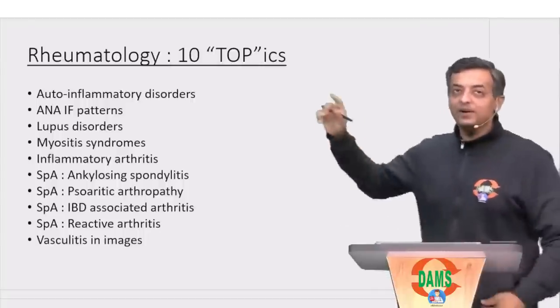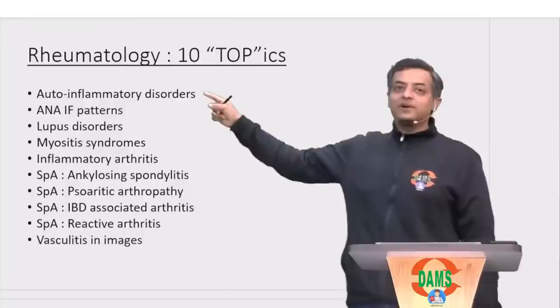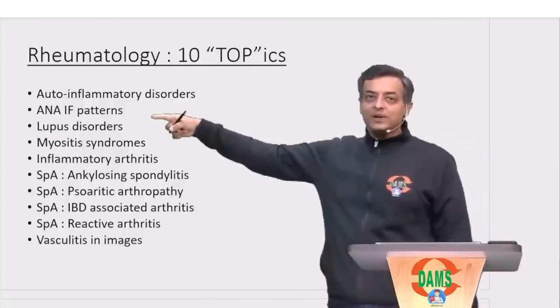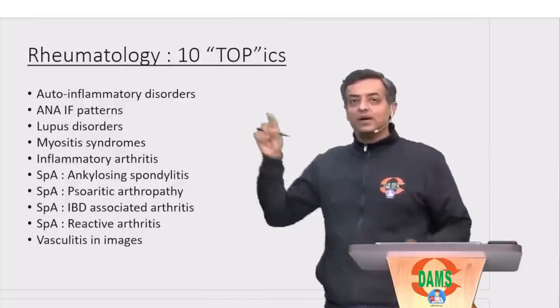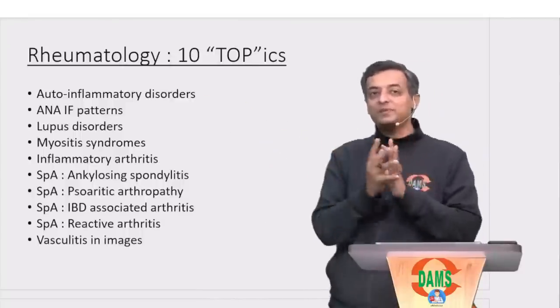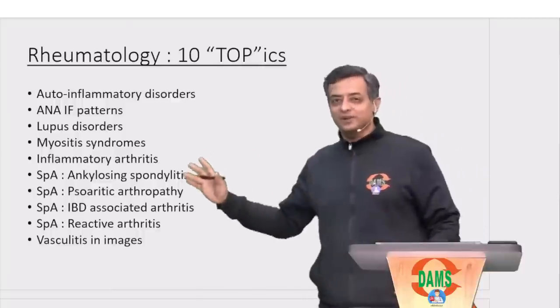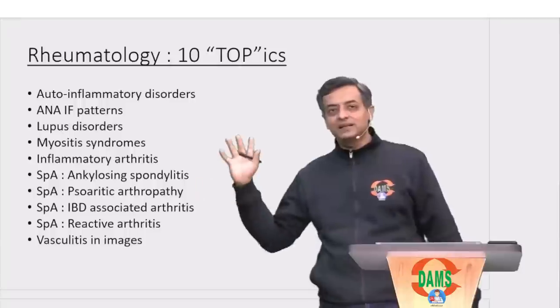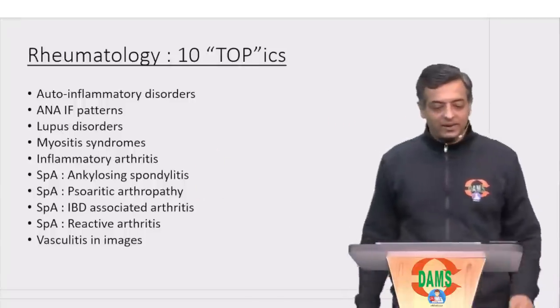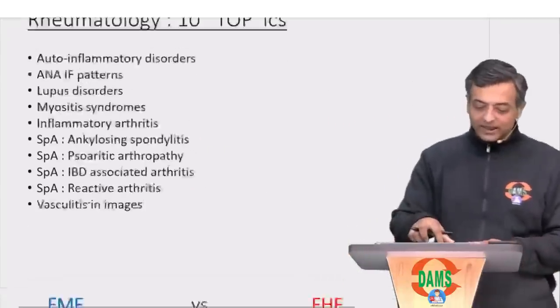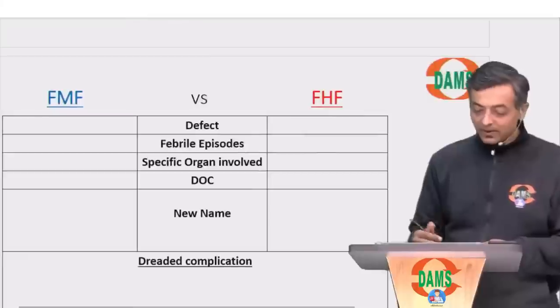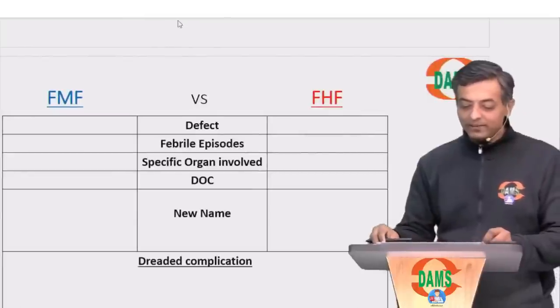Okay, coming to rheumatology. Start with autoinflammatory disease. Look at the immunofluorescence pattern. Rheumatology is more image-based questions. We will spend some time there. That is what we want to recall in our exam. Let's go through that. First question: what are these autoinflammatory disorders?